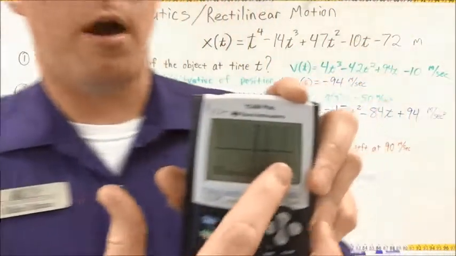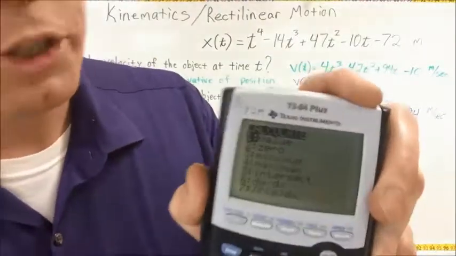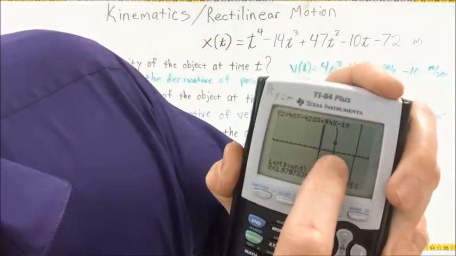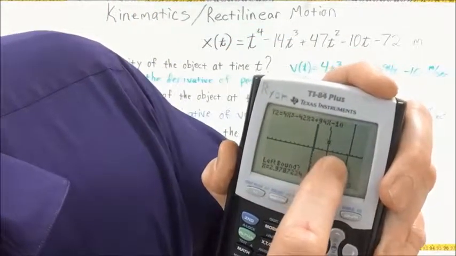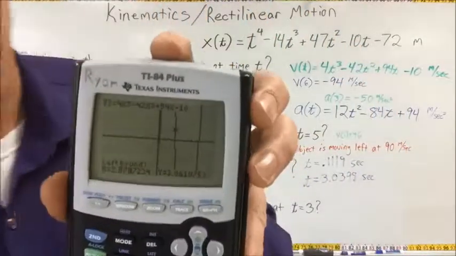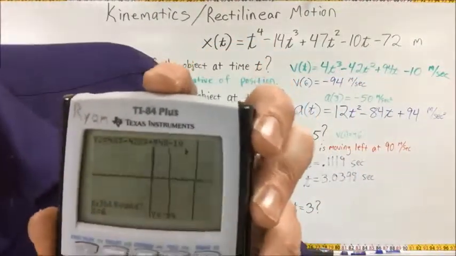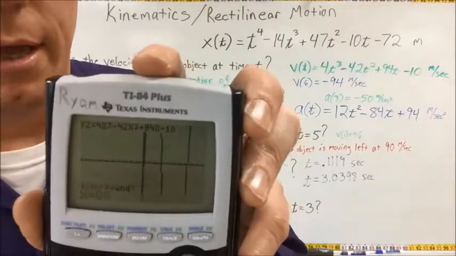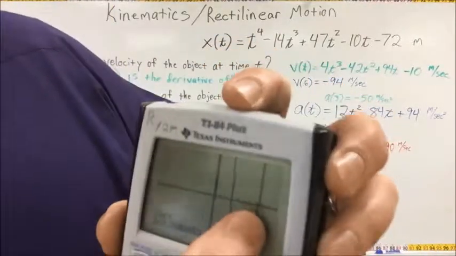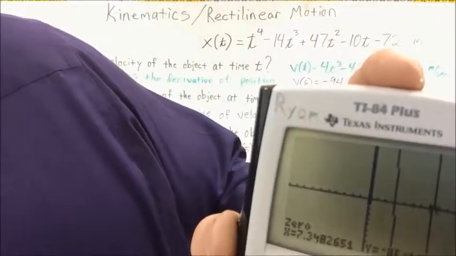Look, there's one more zero. So we're going to do this again. Second, trace, option 2, enter. All right, this one looks like it's somewhere around 7. So I'm going to put in 6 and 8 as the surrounding values. So left bound, put in 6, enter. Right bound, we'll put in 8, enter. Then guess, we'll just press enter. Let's see what it gives us. It says that it equals 0 at 7.3483.